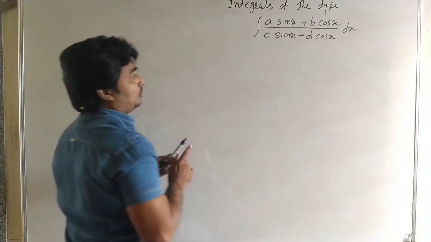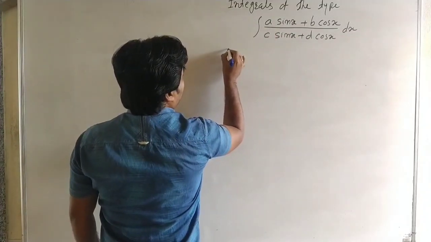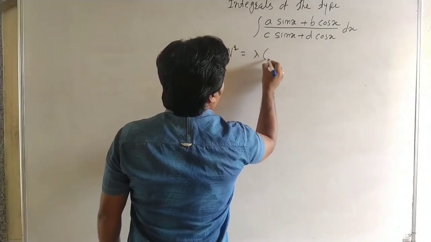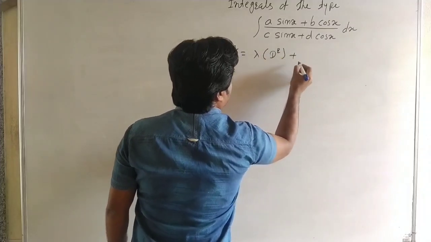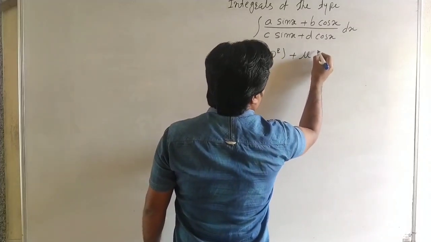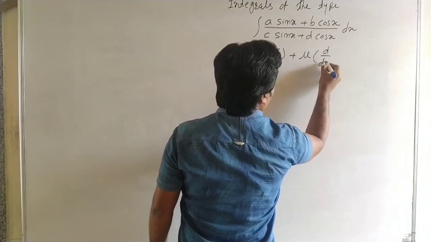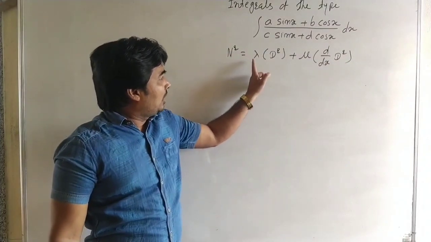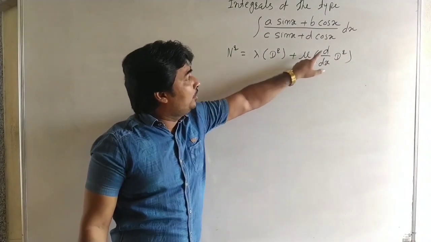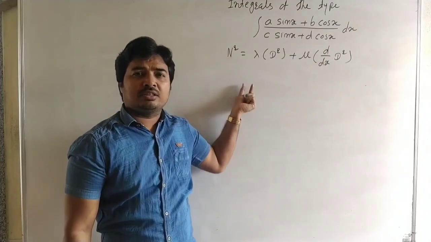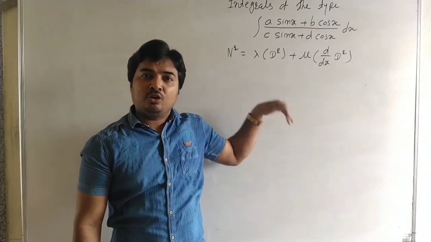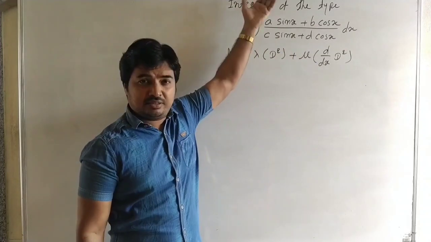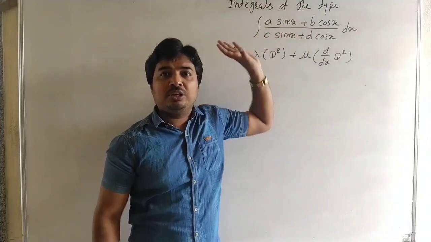The solution method for such an example: the numerator is equal to lambda into denominator plus mu into derivative of denominator. That means we adjust the denominator and the derivative of the denominator in the numerator.